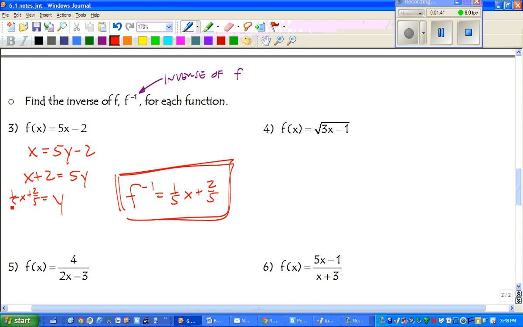Generally, we're not going to write it that way. We're going to have it in slope-intercept form, but it would be acceptable. I wouldn't mark off.